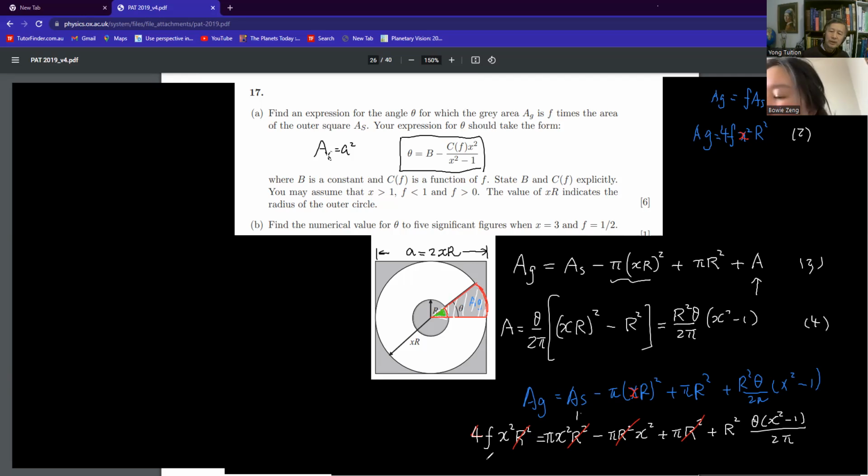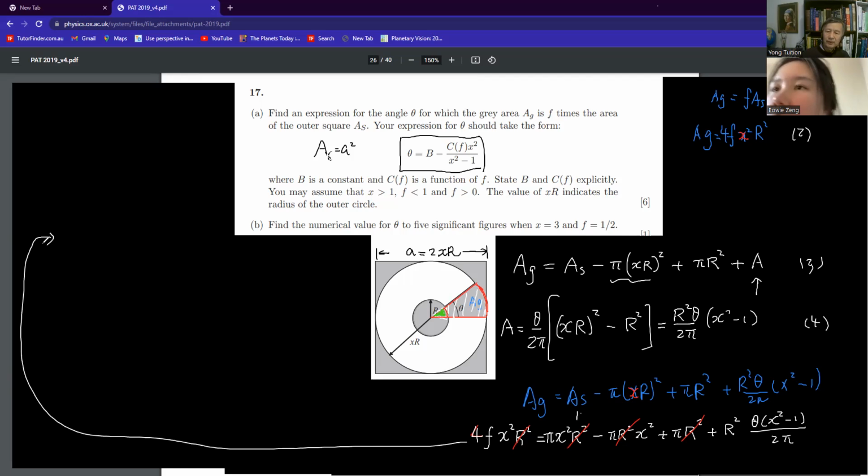Do you want to continue? I think it's very simple now. If your brain works, you can easily solve this problem. They cancel out, they cancel that part. So this part canceled.